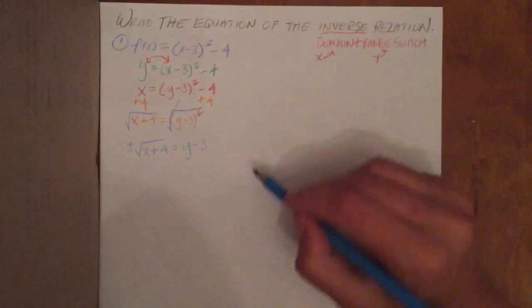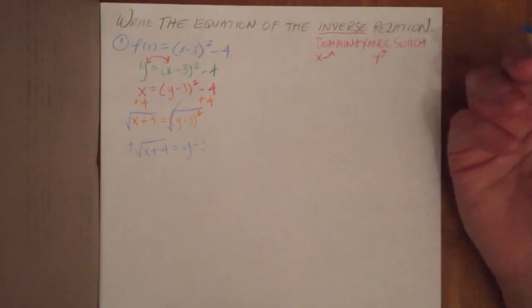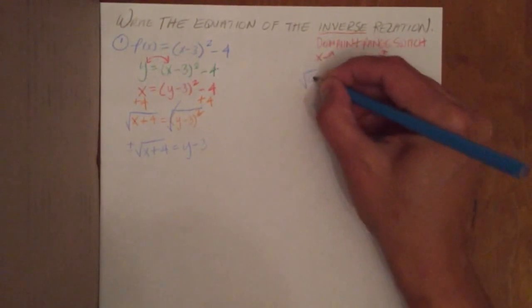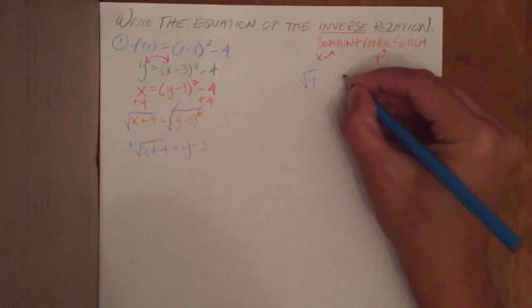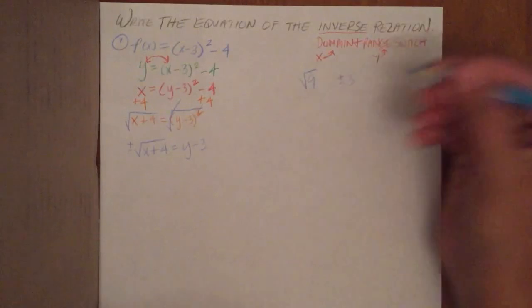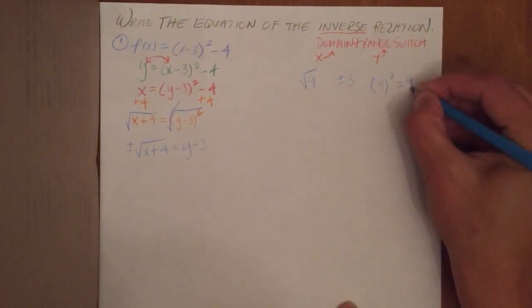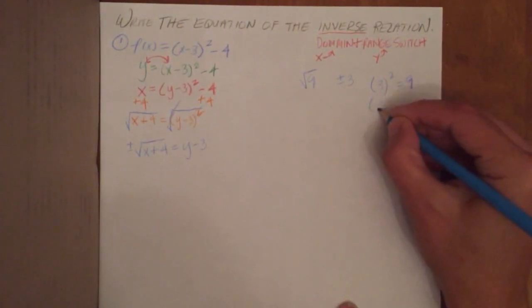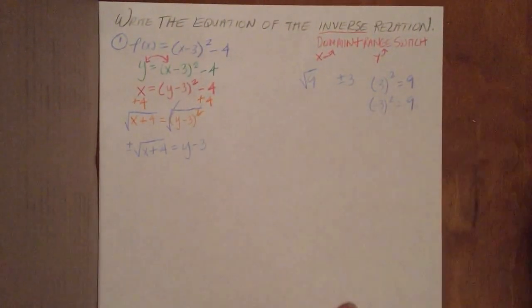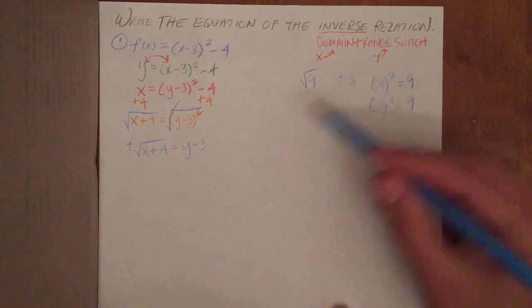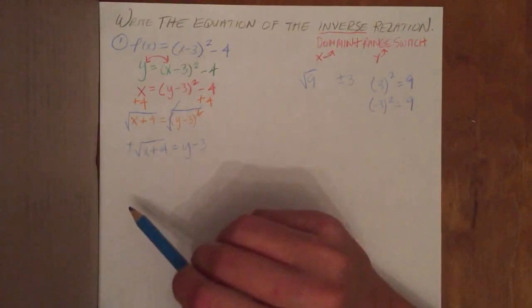And remember, anytime you take the square root of a number, it has a positive and a negative case. For example, if I took the square root of 9, that's going to be plus or minus 3. Why can it be either? Well, what's 3 squared? Positive 9. What's negative 3 squared? Positive 9. So I can have a positive or a negative. Same here, positive or negative square root of x plus 4.